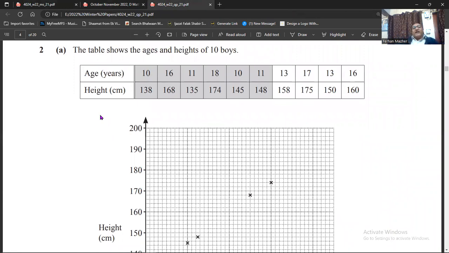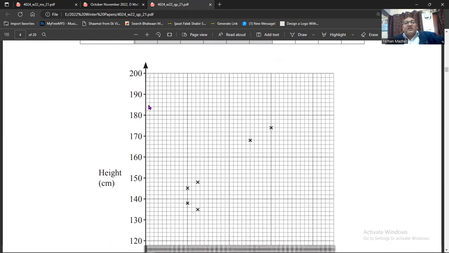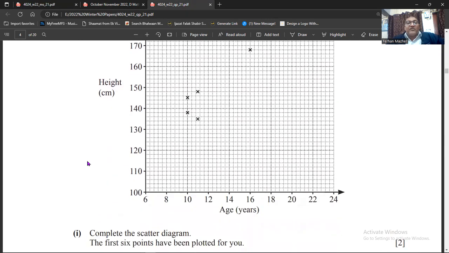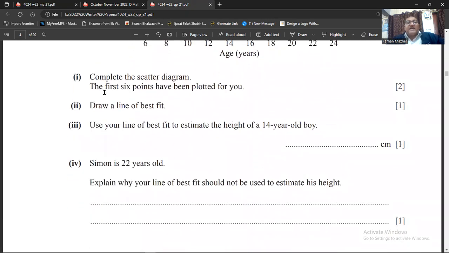The table shows the ages and heights of 10 boys. So at age 10, the height is 138, age 16, the height is 168. Okay, here we have height and age. This is a graph. Okay, he says, complete the scatter diagram.